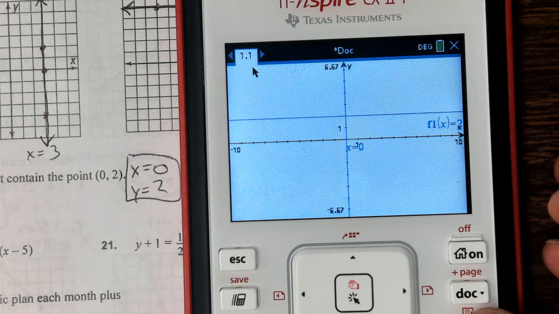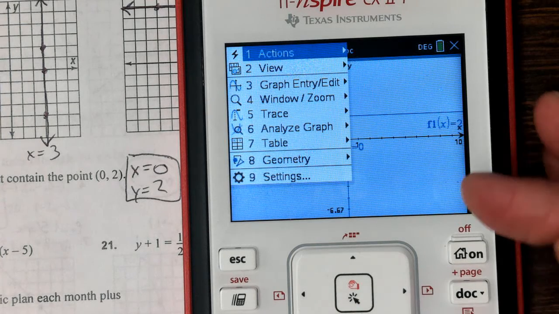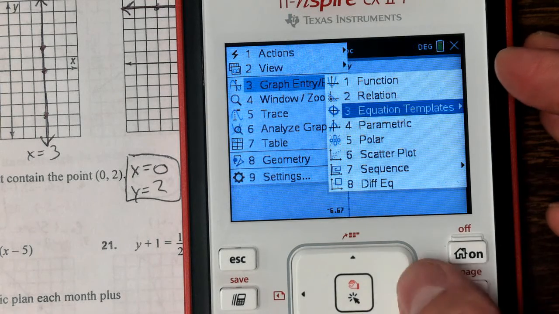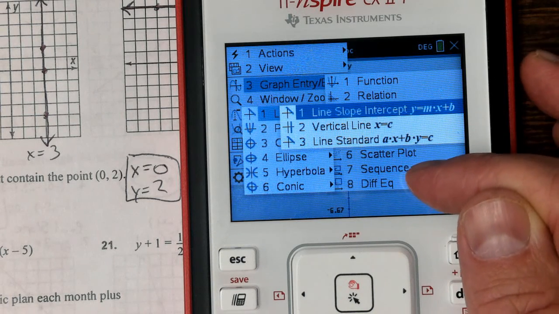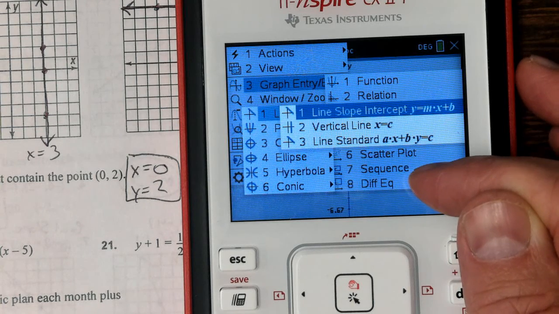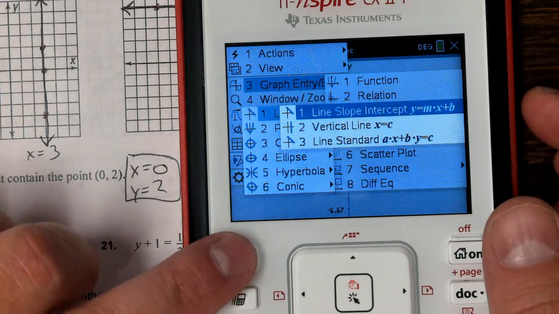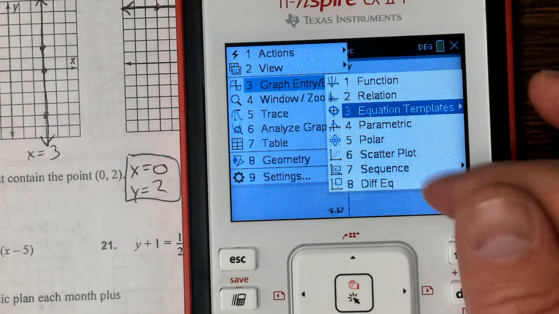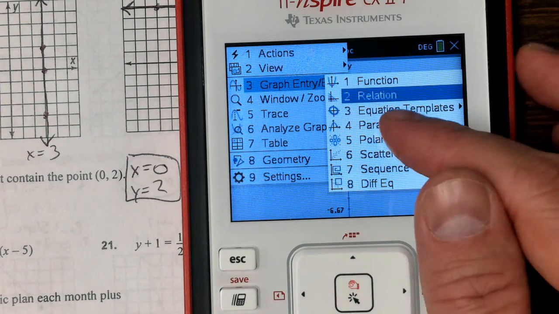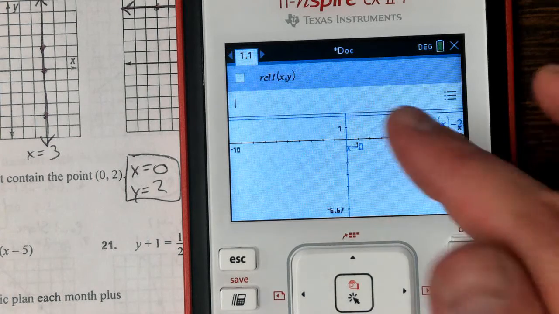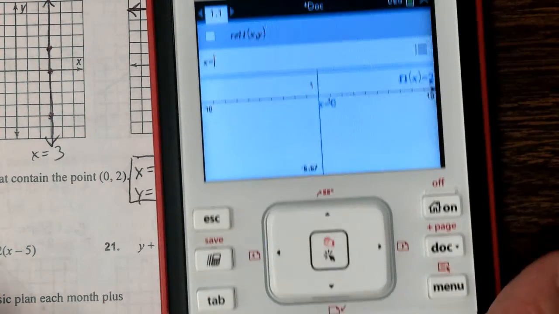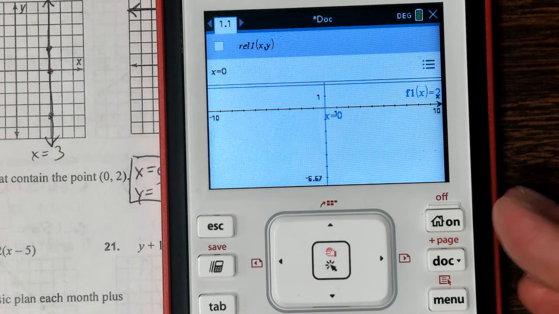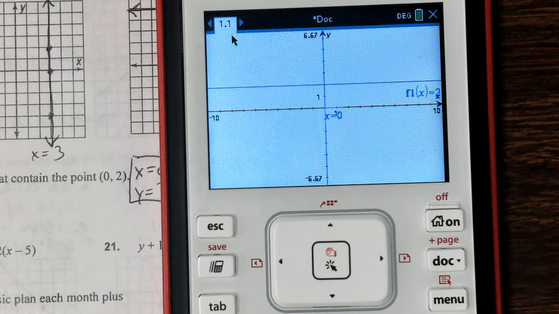Okay, so let me go back to that again. If you go to menu, then graph entry, equation templates for a line has a couple of different choices. The other way to graph a vertical line is like this. If you back out of this, and instead of going to equation templates, you go to relation. That's where on your own you could type x equals and then just put your number, like in this case 0. So it just traced it.